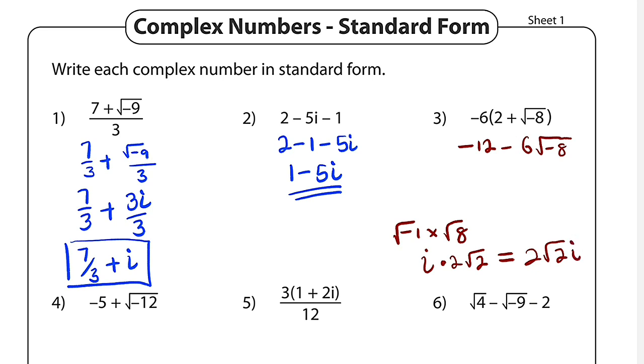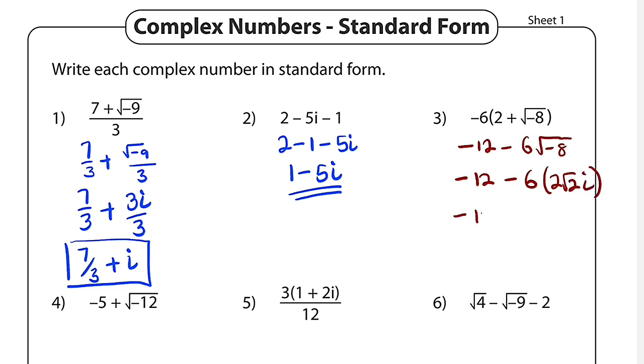This is what we have. Therefore, we have negative 12 minus 6 multiplied by this 2 root 2i. This is equal to negative 12, negative 12 again, root 2i. Now we have written this number in standard form.